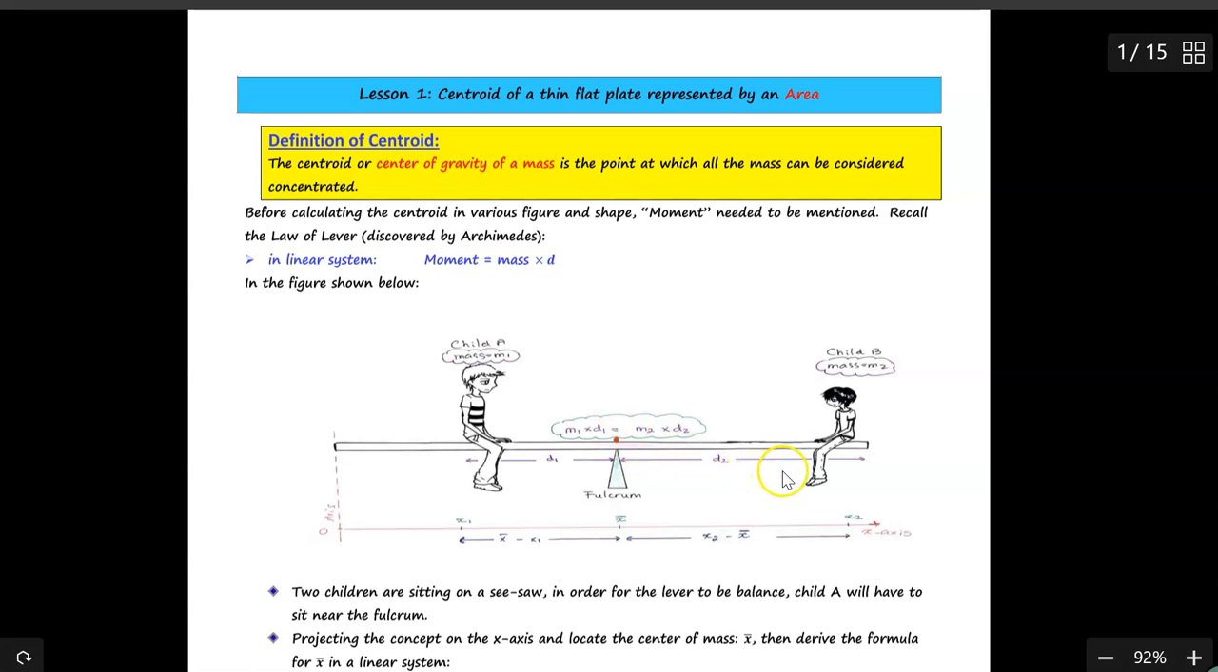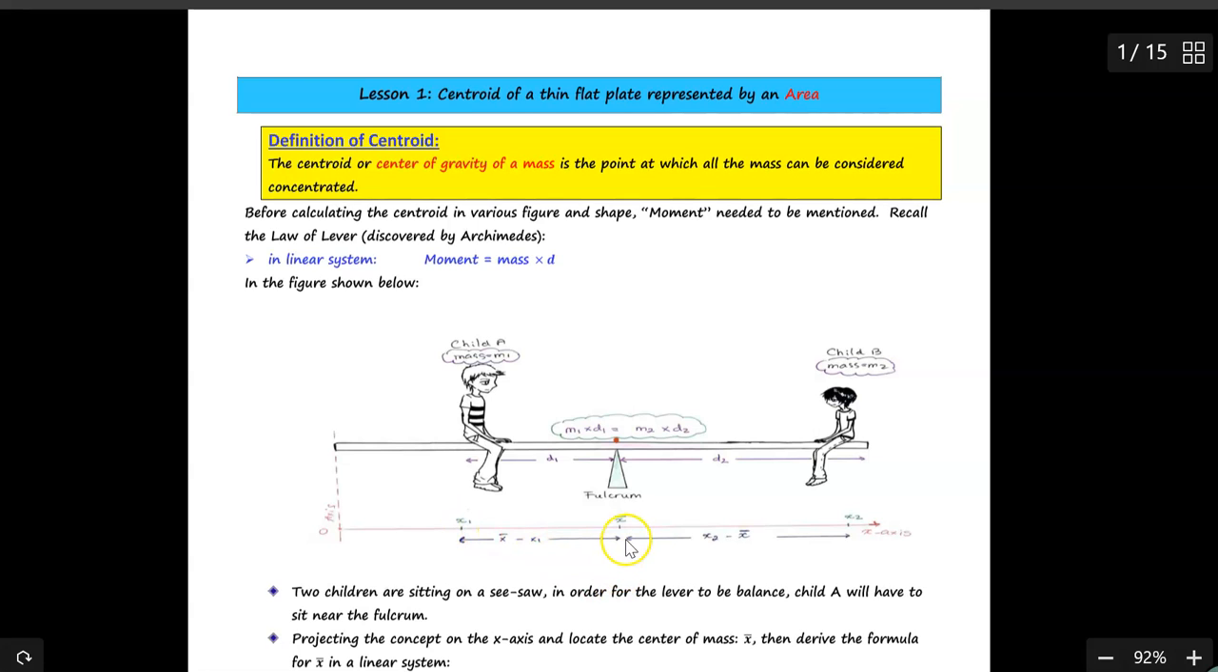So right there, I'm going to project this onto the x-axis. If I project it onto the x-axis, you will see right here, I can point it down to present this point as x1. And where child B sits, I will assign it as x2 on the x-axis. And again, where child A sits, I will assign this point as x1.